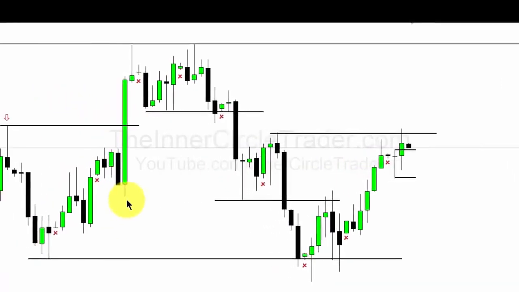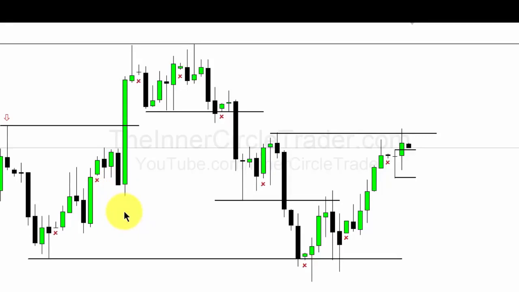And my application of the outside day is when it does that, it sets up a potential short-term reversal. What Larry Williams brought to the table with it is it creates a short-term oversold scenario. So it doesn't necessarily mean it's a reversal. It just means it's many times a continuation pattern, according to his definitions.